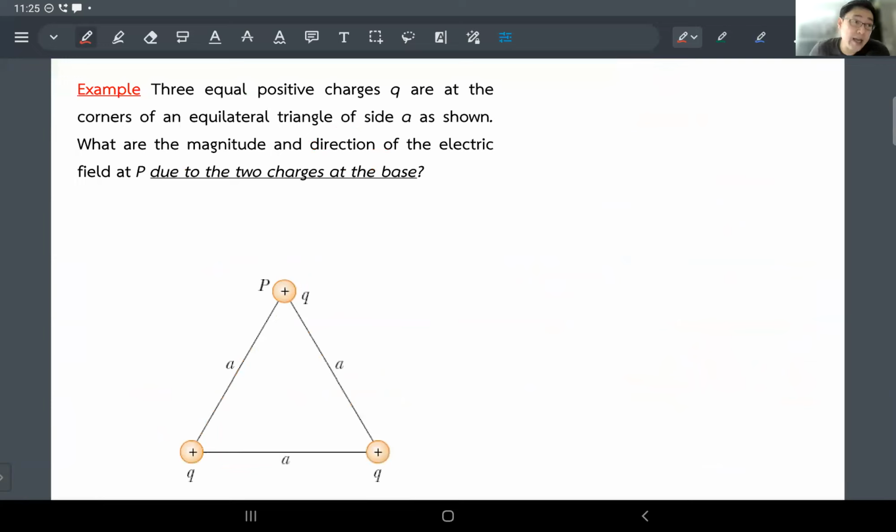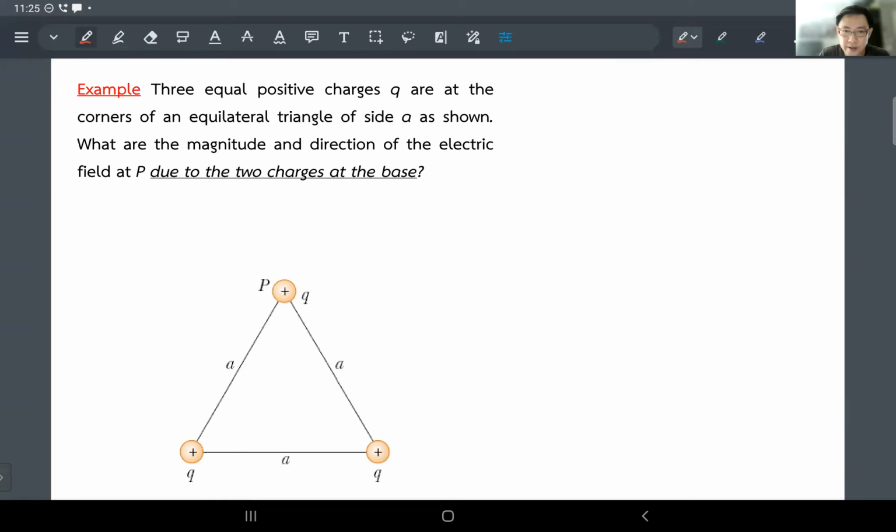By looking at this first exercise, I think things will be clearer. Let's take a look at this. You have three equal positive charges Q at the corners of an equilateral triangle of side a. What are the magnitude and direction of the electric field at point P up top due to the two charges at the base?